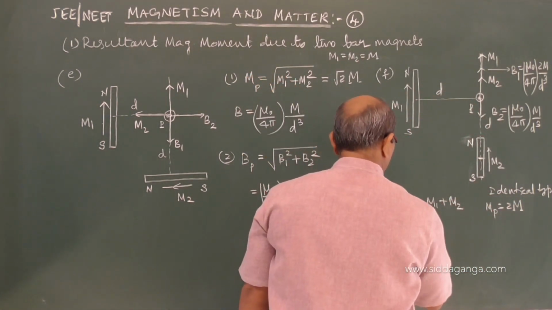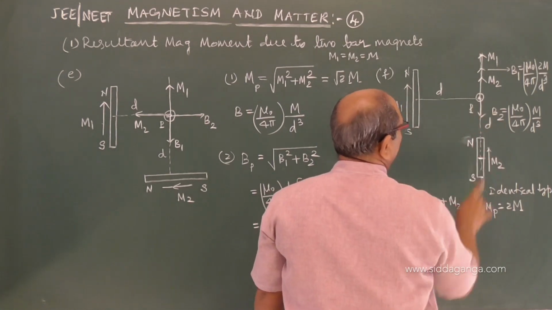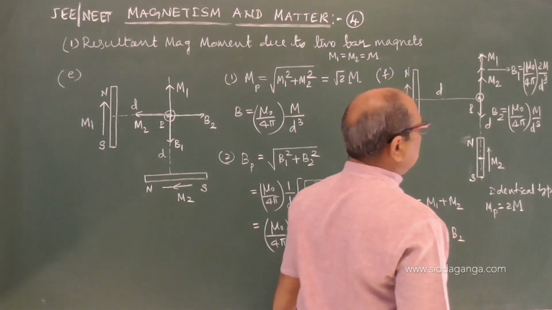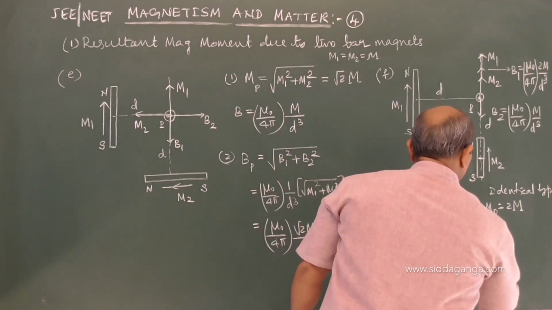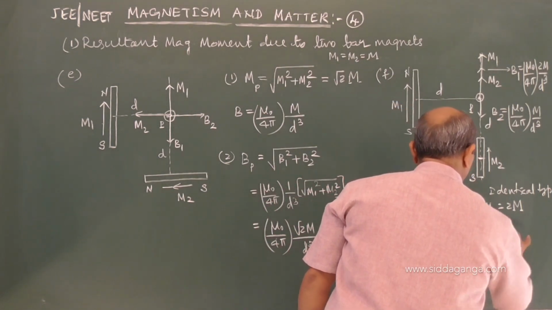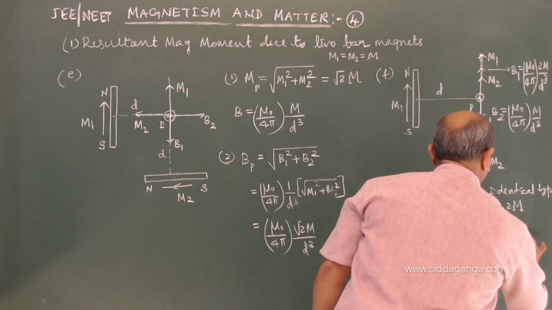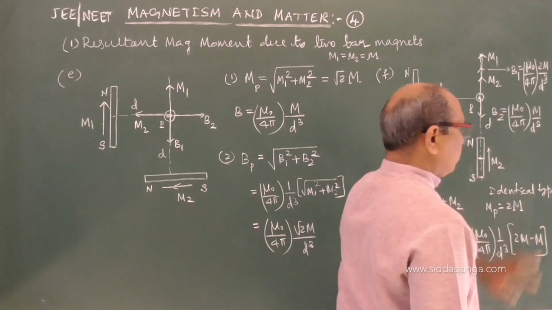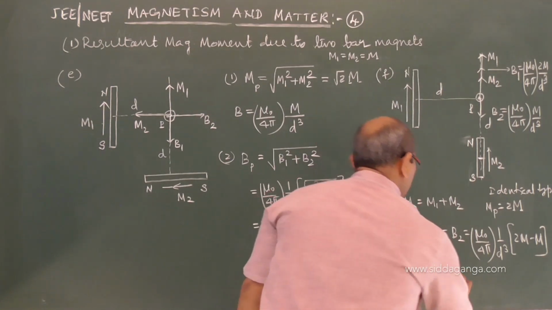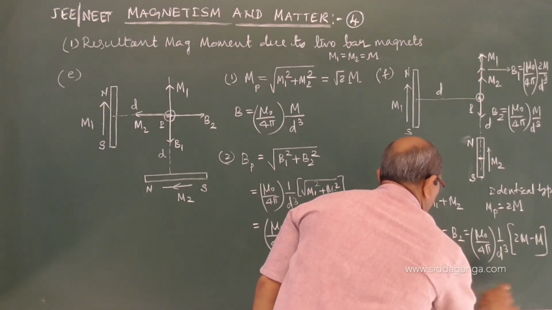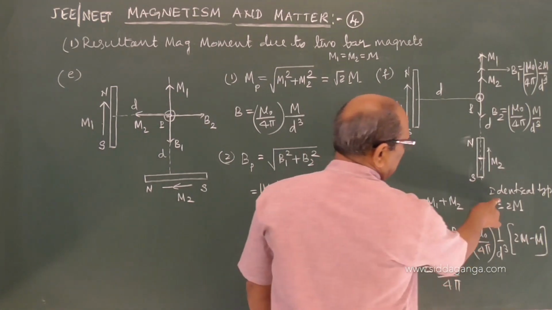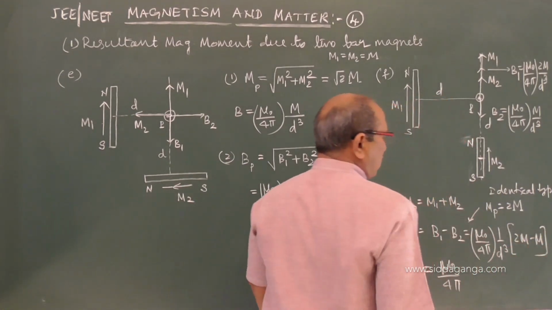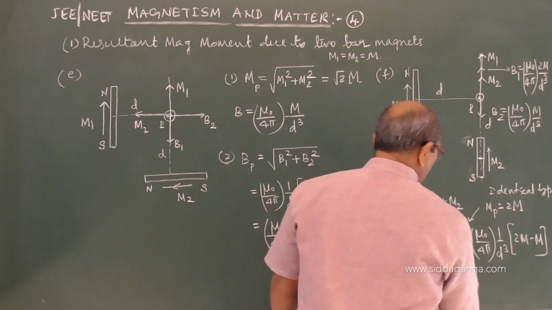The resultant field, if you want at P, is B1 minus B2. All are identical, but one thing you know, along the axis the field is stronger. So writing this, mu naught upon 4 pi into 1 by d cube into 2m minus m. 2m is of this and minus m of this. So that gives you mu naught upon 4 pi. If they are of different values, I have taken identical values here. Otherwise, we have to use 2m1 minus m2, like that. Mu naught upon 4 pi.